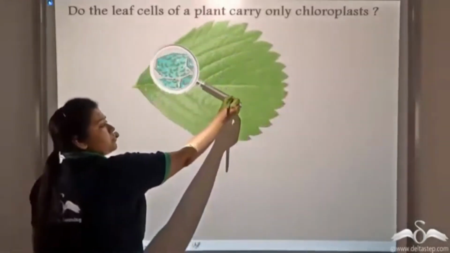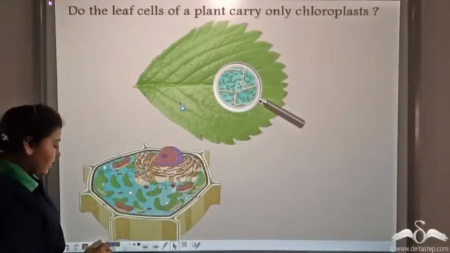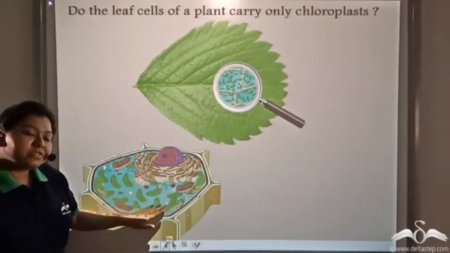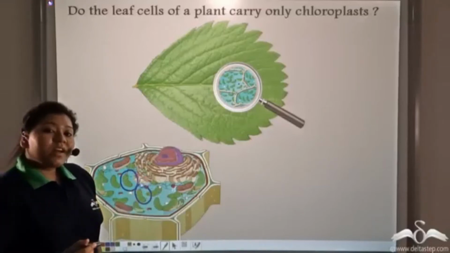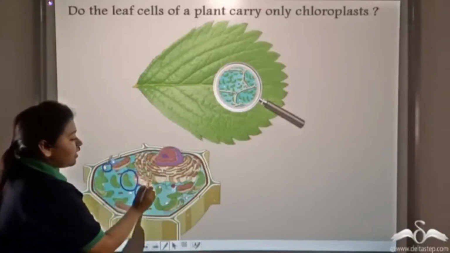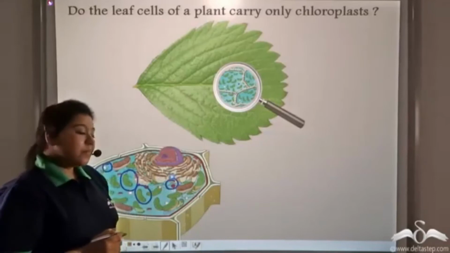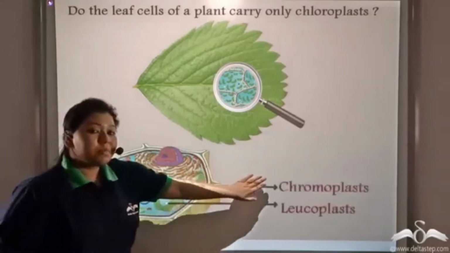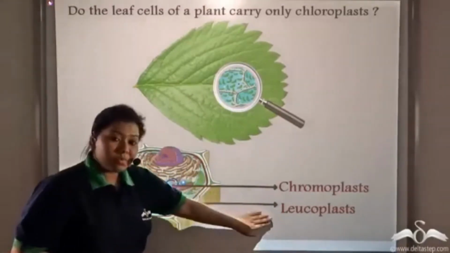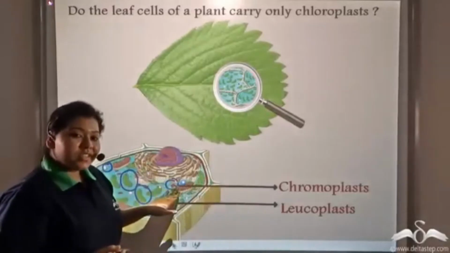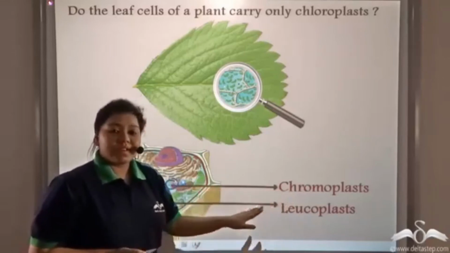There are a large number of cells in the leaf. Now let us focus on one cell. Yes, you see abundant of chloroplasts present in the leaf cell. But what are these white structures and these colorful red structures present in the leaf cell? Well, these are known as the chromoplasts and the leukoplasts. The white structures are known as the leukoplasts. The red colorful structures are known as chromoplasts. Now let us study further about the leukoplasts.